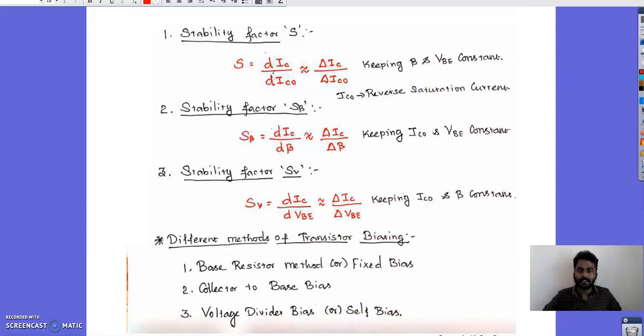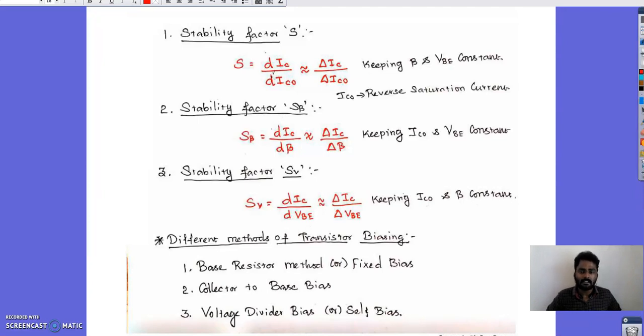Coming to stability factor S beta, it equals dIC by d beta, that is the ratio of change in collector current with respect to change in current gain, maintaining the saturation current and base emitter voltage constant. Coming to stability factor SV, SV is dIC by dVBE, the differentiation of IC with respect to the base emitter voltage. It is the ratio of change in collector current with respect to change in base emitter voltage, keeping the saturation current and current gain constant.